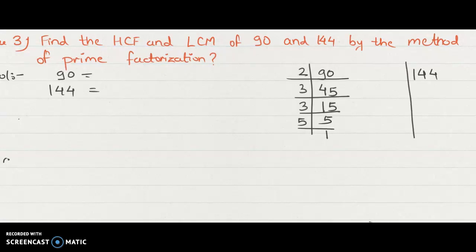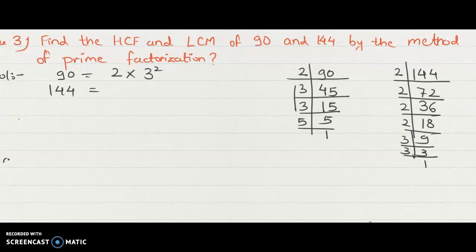Now we will break 144 into prime factors. 2 sevens are 14, 2 twos are 4, 2 threes are 6, 2 sixes are 12, 2 ones are 2, 2 eights are 16, 2 nines are 18, 3 threes are 9 and 3 ones are 3. So what we can write here: the factors of 90 are 2 into 3 squared into 5 into 1. And what are the factors of 144? 2 raised to the power of 4, 3 squared into 1. So the highest common factor is the least possible common factor. What are the least possible common factors?